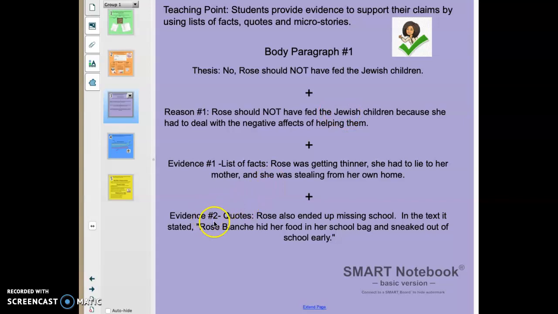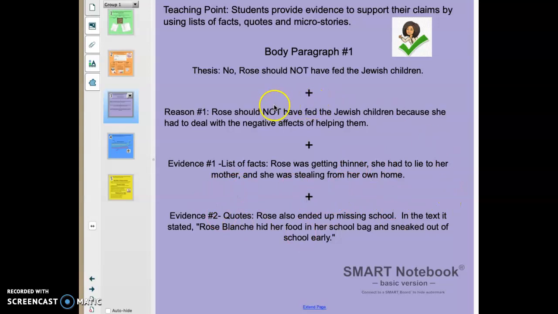Then for evidence 2, I chose quotes. Rose also ended up missing school. In the text, it stated, so here's my quote, guys. You guys are pros at this. Rose Blanche hid her food in her school bag and sneaked out of school early. She had to miss school just to make sure that she was going back to feed the Jewish children that were hungry.